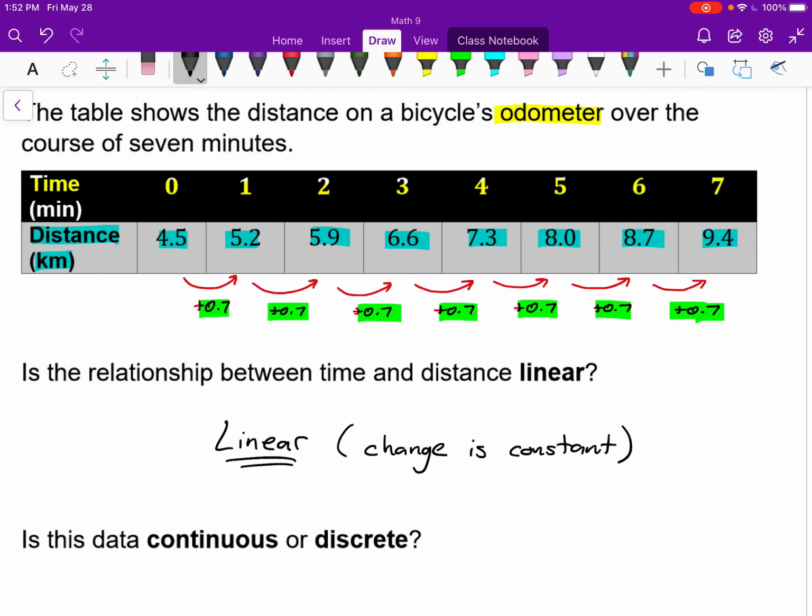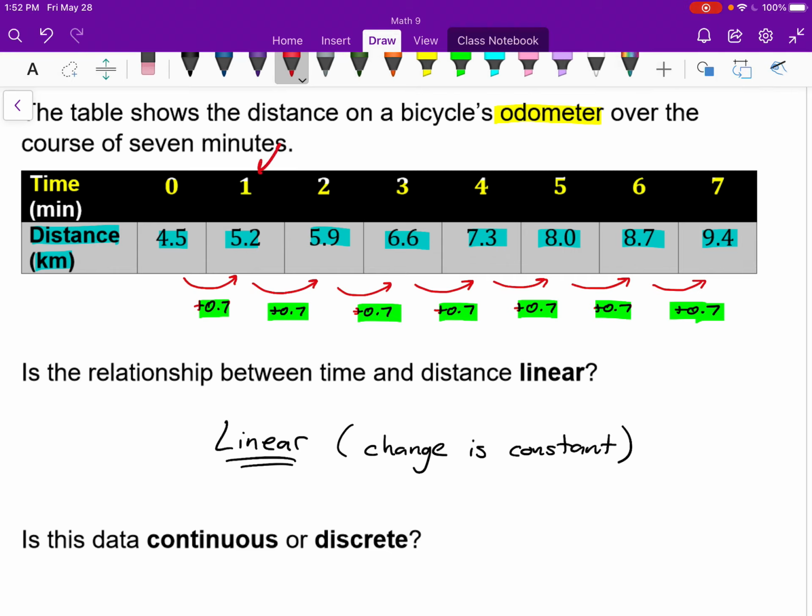So now, is this data an example of continuous or discrete data? It's all about understanding the context. So looking at time and distance. One way, if you're not sure, is thinking, would it make sense to break this up to, let's say, 1.5? Would it make sense to determine the distance after 1.5 minutes? Yeah, that would make total sense.